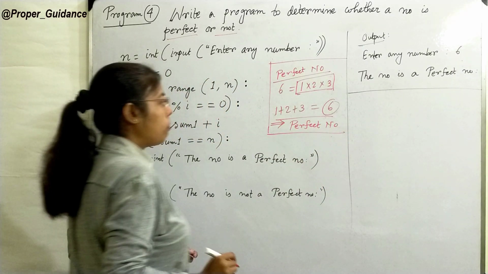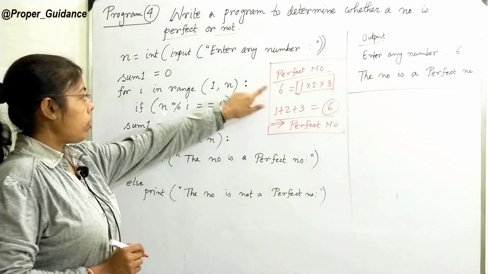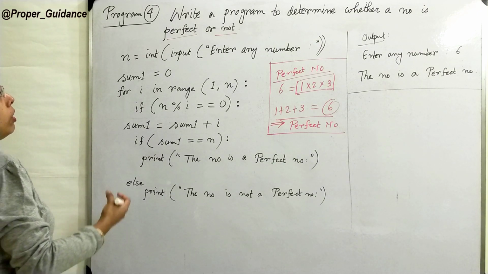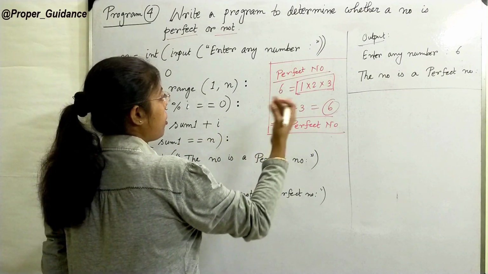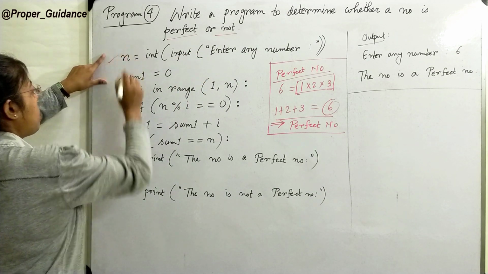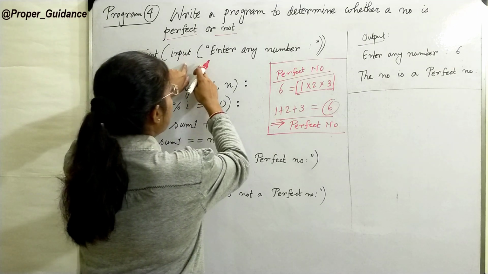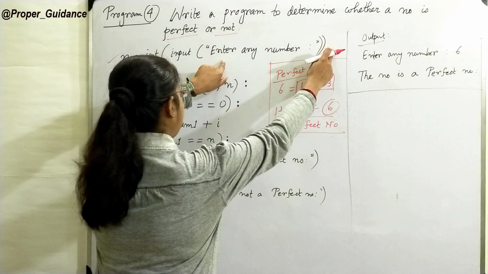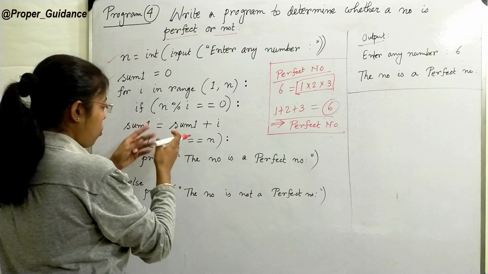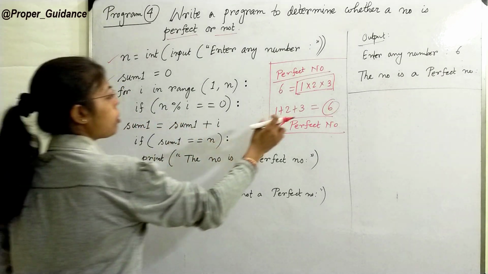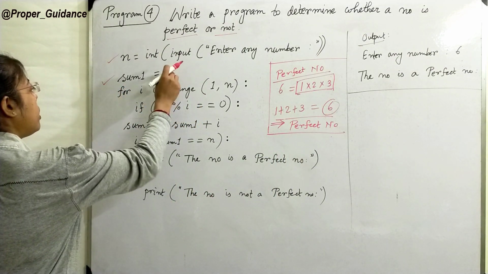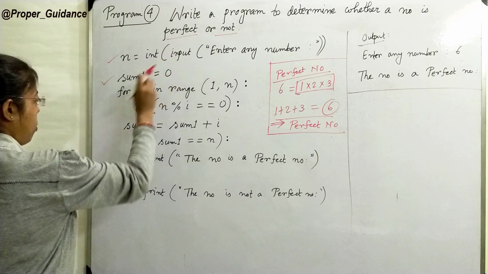Okay, so this is our concept, and here we are to write the code in the Python programming language: how to determine whether a number is perfect or not. So here is the variable n equals int(input("Enter any number: ")). sum1 is another variable to store the sum of these factors. sum1 equals 0. I initialize it as 0.